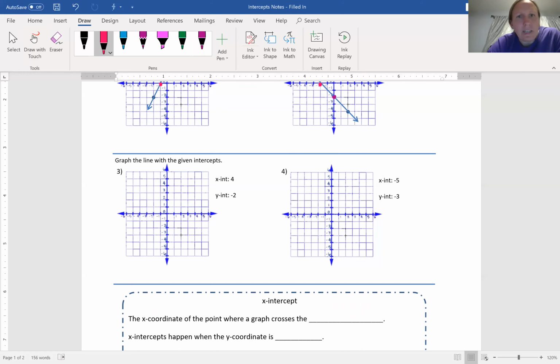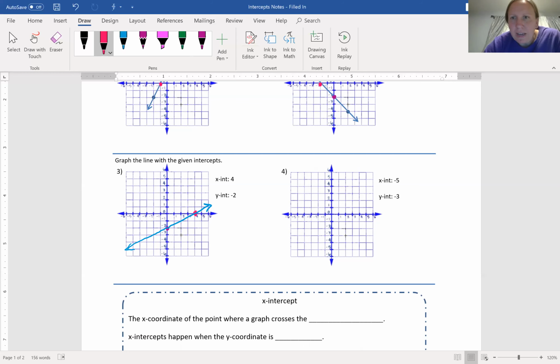So number 3, it tells us the x-intercept is 4, which means we're going to find our x-axis and put a dot at 4. We know the y-intercept is -2, so on the y-axis, it's going to hit right there. We know those are 2 points on the line, so now we can take those 2 points and connect them with a line and put some arrows. And that would be our line.